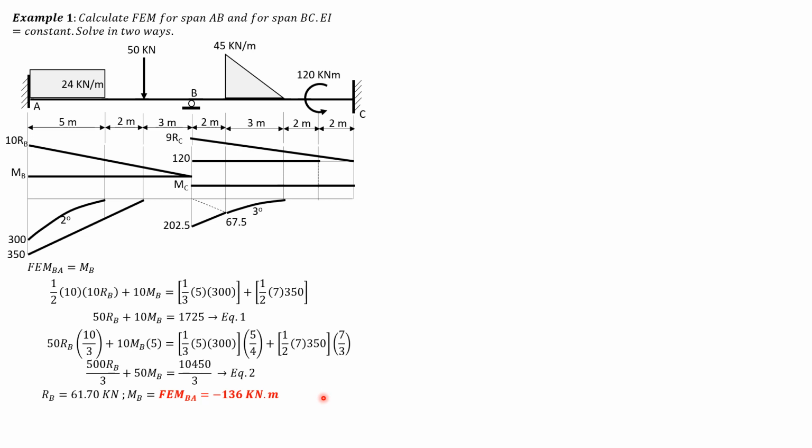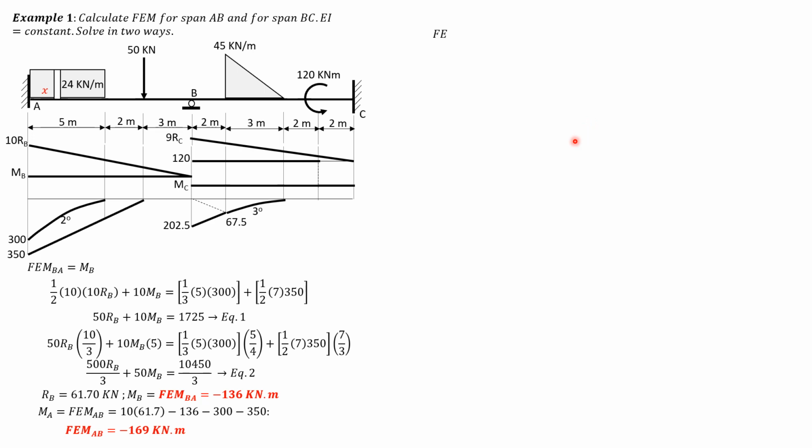Then we can now compute fixed moment A, which is just the sum of these moments here. So 10 RB plus MB minus 300 minus 350. So moment A, which is fixed moment AB, is 10 times RB plus MB, which is negative 136, minus 300 minus 350. So fixed moment AB is negative 169 kilonewton meter. So that shows that fixed moments are really negative. Then we have span BC.